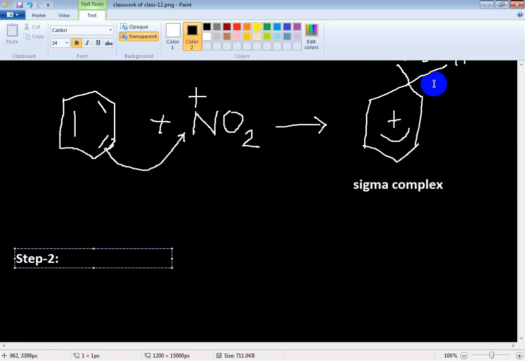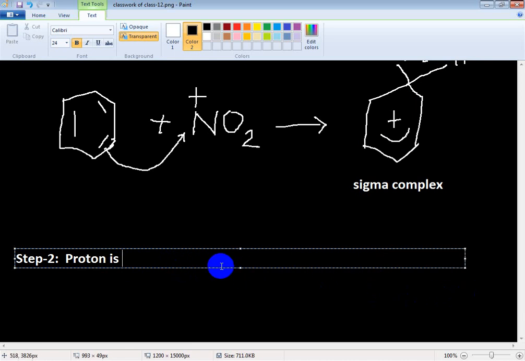When it forms this positive ion, the benzene ring is formed again. So it regains aromaticity, the aromatic property, when it loses a proton in the presence of a nucleophile. Due to the nucleophile, it loses this proton. So the proton is removed from the compound and the product is formed. Proton means a hydrogen ion. Proton is removed to give the product.